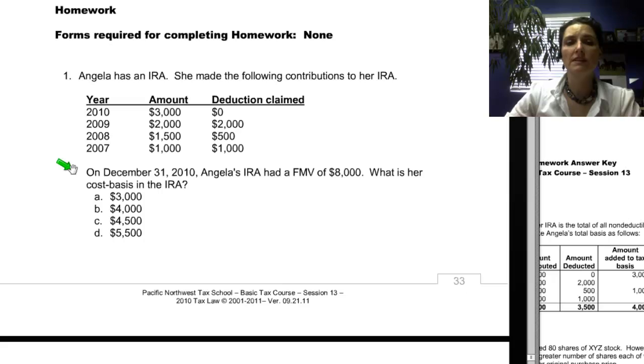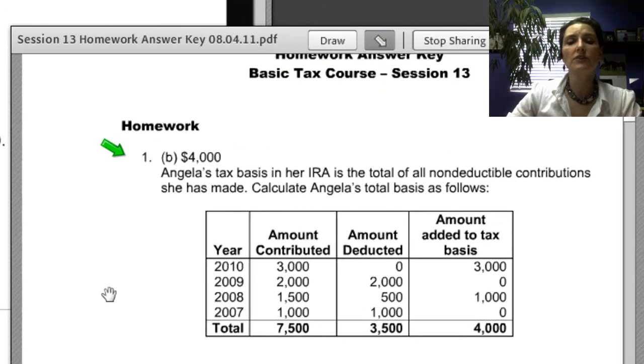Well, this is actually a pretty simple assignment. You take the amount she contributed, subtract out the deduction she claimed, and the balance is going to be the amount that is basis to her. Going over to the answer key, the correct answer is B, $4,000, and it's calculated as follows.